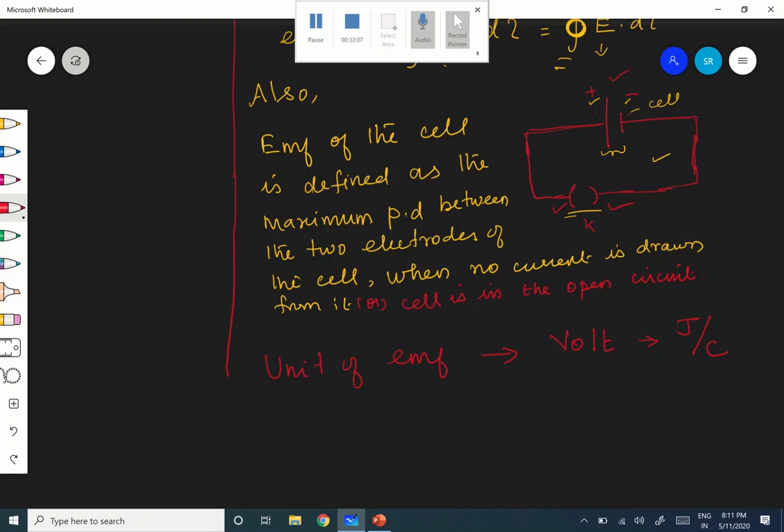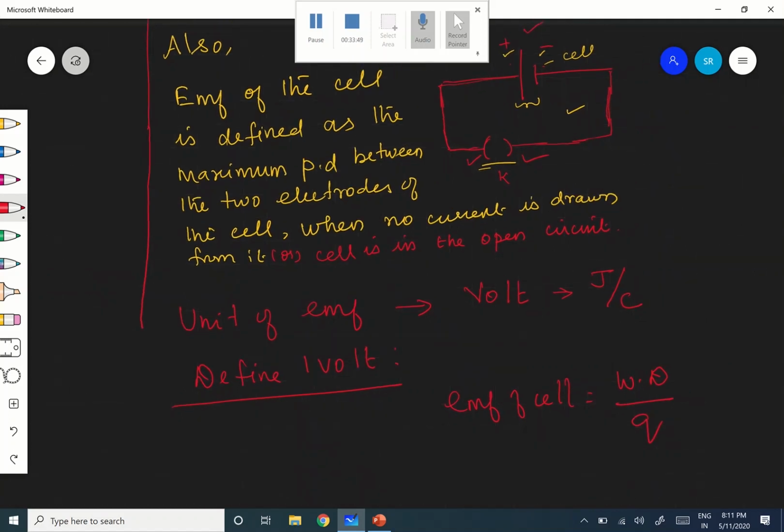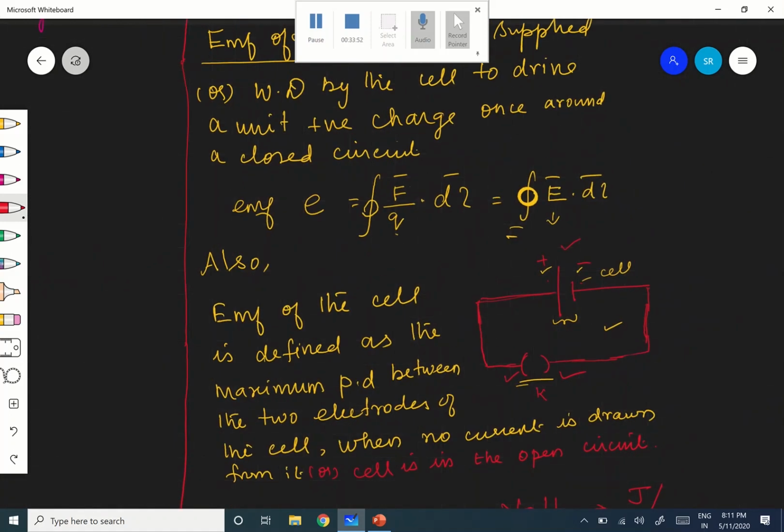Okay, so now how to define 1 volt in terms of EMF? We have already defined it in electrostatics, right? Therefore, define 1 volt in terms of the EMF of the cell. You know the EMF of the cell is nothing but work done divided by charge. Work done in moving a unit positive charge once around a closed circuit. Correct? Once around a closed circuit.